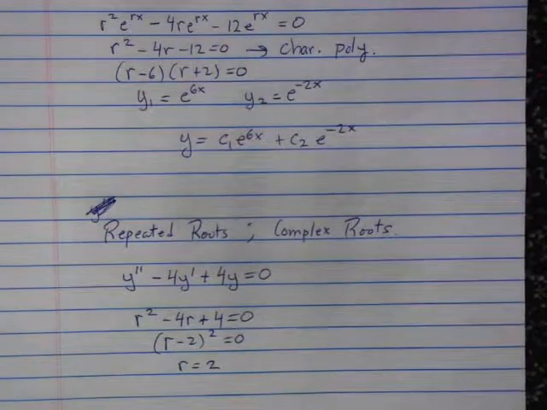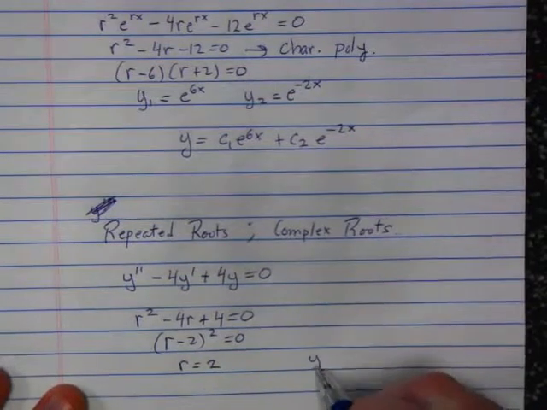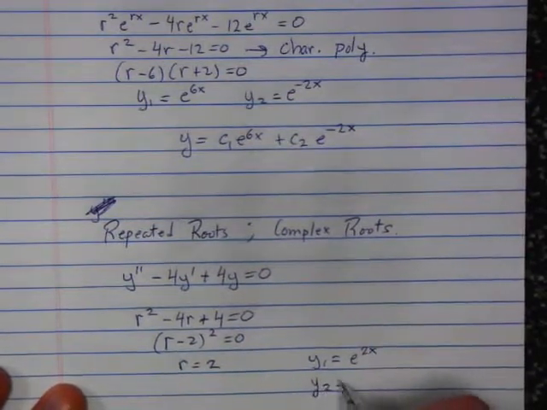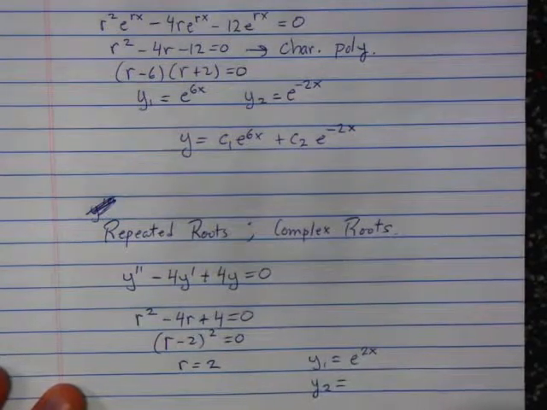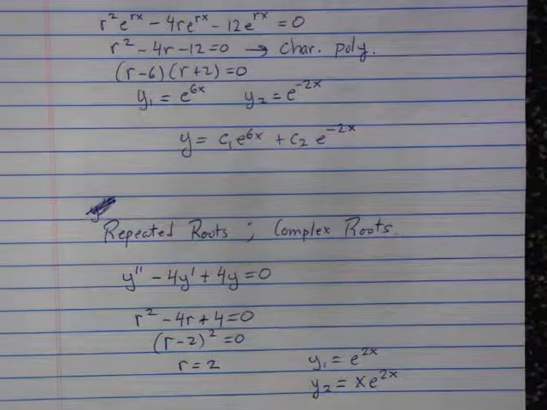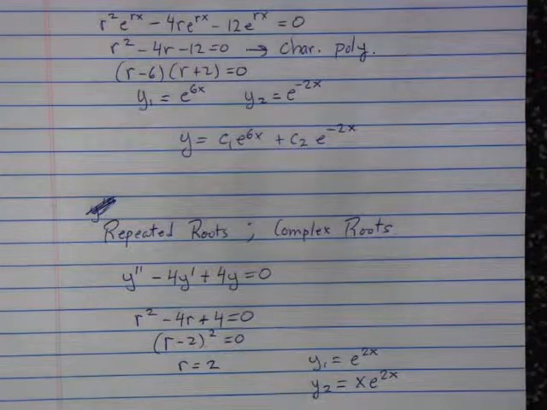What happens when you have repeated roots? What's your other solution? Our y1 is e to the 2x. What was our technique for the other solution? x e to the 2x. So y2 can be x e to the 2x.